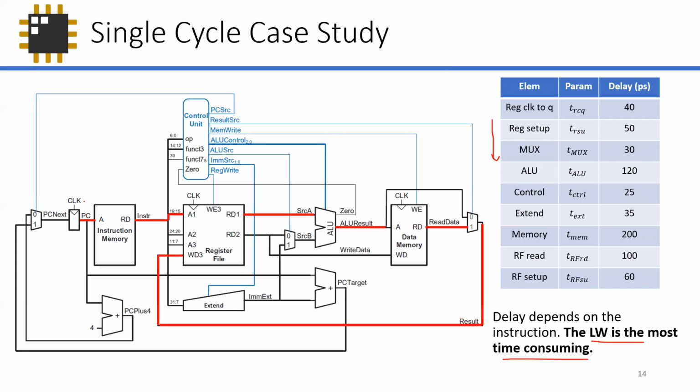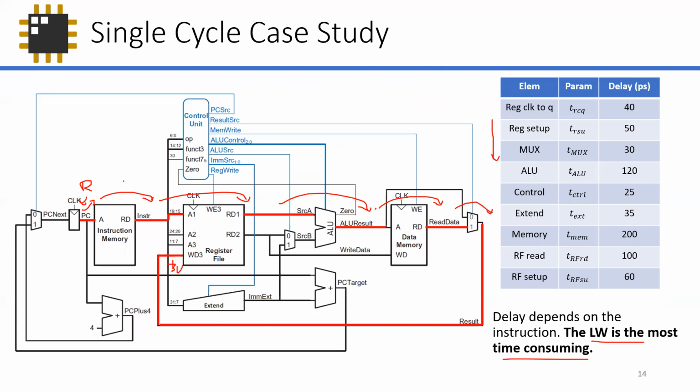Why? Because for the load word, the PC here is a register. You have to take the clock to queue of the PC. All instruction memory reads are combinational. All register reads are combinational. You have to go to the ALU, then you have to go to the memory, and then you have to go to this multiplexer, and then you have to go to the setup time here. So you have to add all of those things.